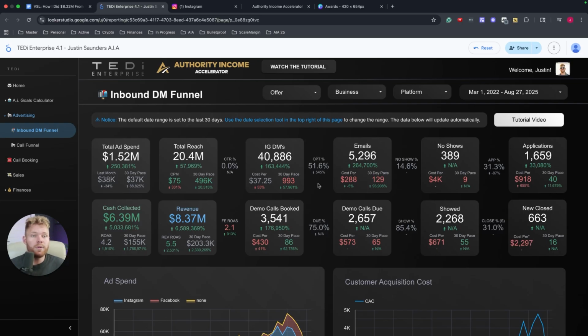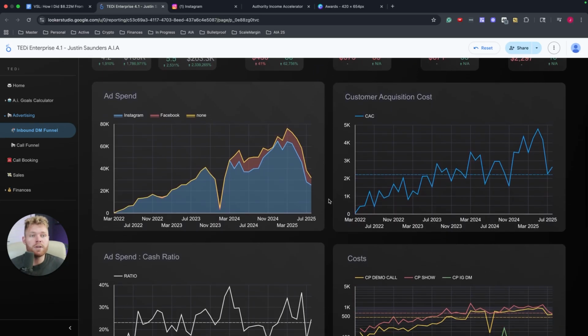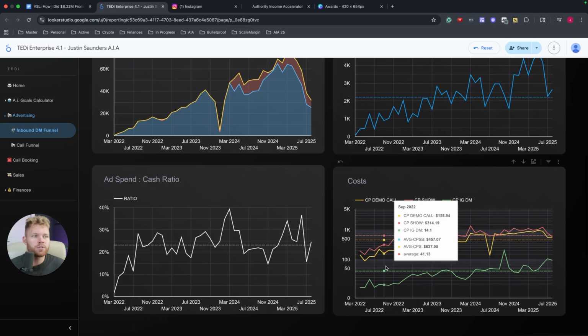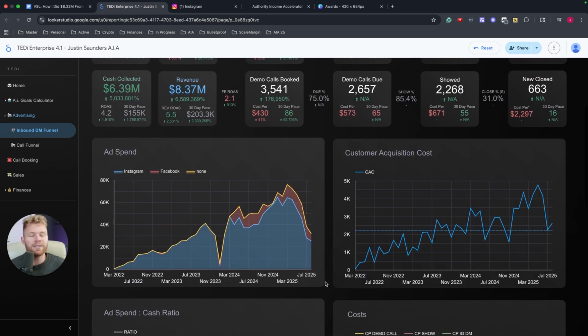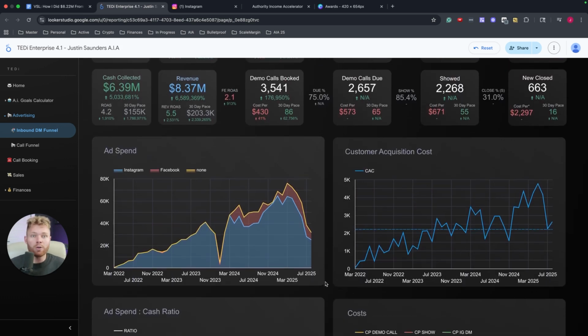And the real beauty behind data, and I'll be honest with you guys on where we're at on some things, is you can track everything. For example, we have cost per demo call, cost per show, cost per IGDM. So we can see where spikes are inside here. And vice versa, I can tell when I make a bad hire or when something doesn't go right.